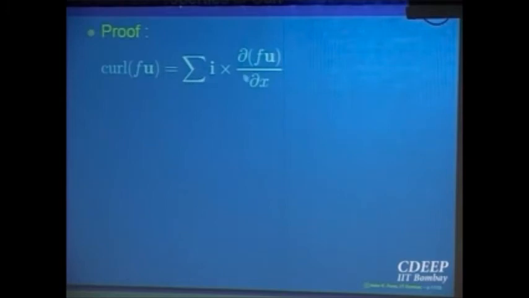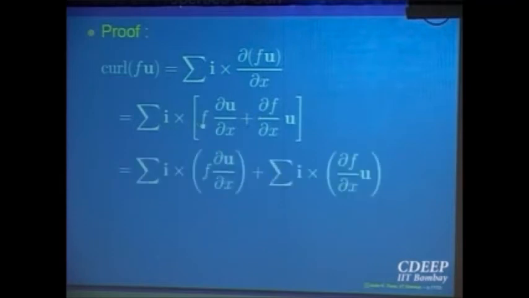So this product splits into two parts, and that gives us i cross partial derivative of u with respect to x plus partial derivative of f with respect to x times u. So this becomes i cross the sum of these two things, and once again using the distributive property of the cross product over the sum, this splits into two parts and gives you i cross f partial derivative of u with respect to x plus i cross partial derivative of f with respect to x times u.